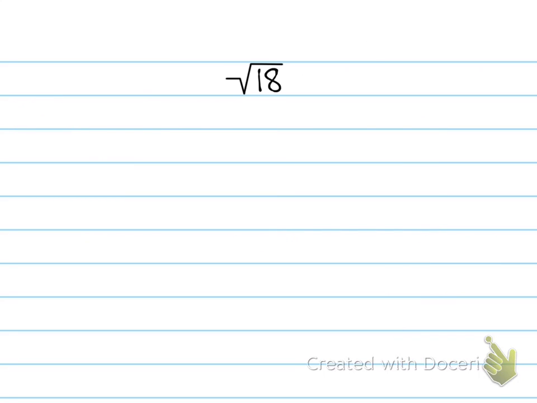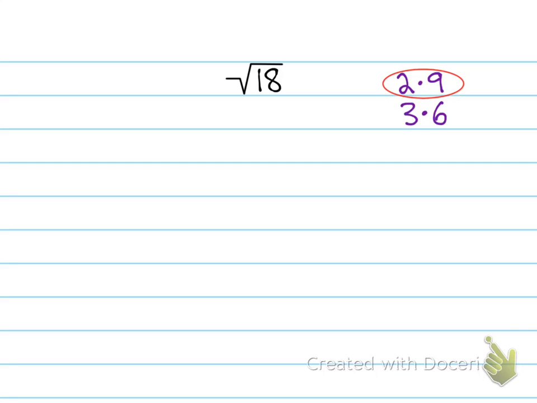Okay, so let's look at another one here. I've got the square root of 18, and there's a couple of different ways that I could make 18. I could do 2 times 9, or I could do 3 times 6. Both will work, but only one has a perfect square in it, and that's 2 times 9. 9 is a perfect square, so I can find the square root of 9. I know that 3 squared is 9.